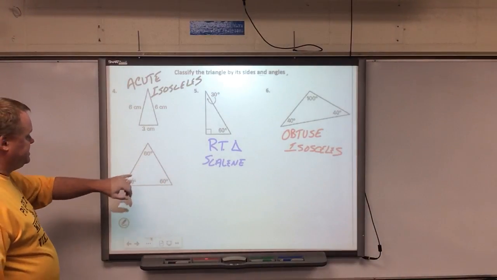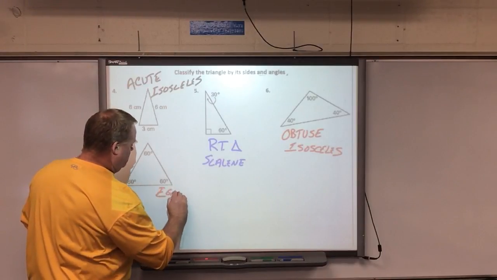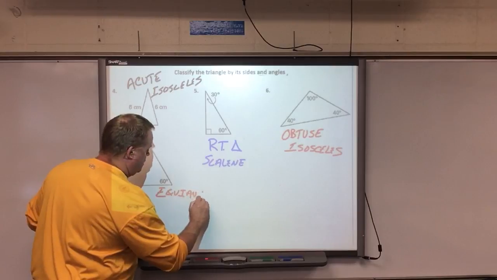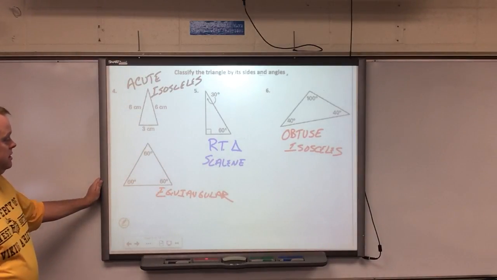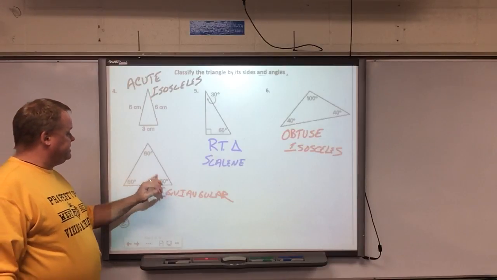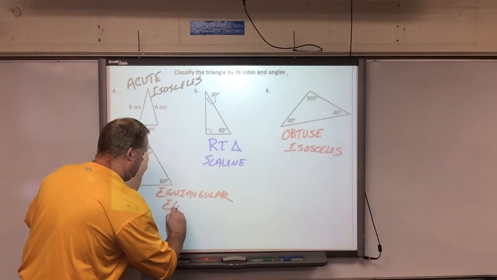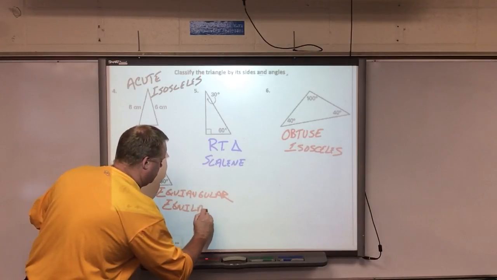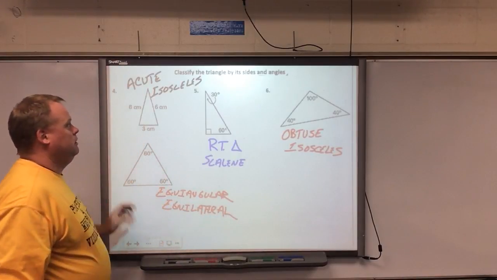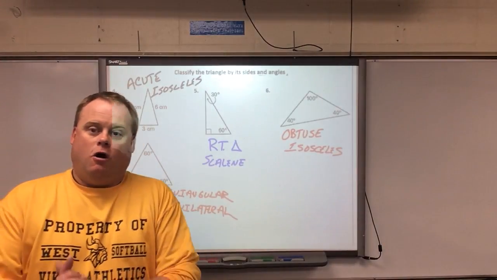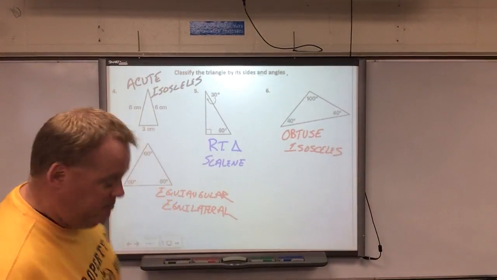I look at this. I got a 60, a 60, and a 60. Well, I know this is equal angular because all of the angles match. But I also know that since it's 60, 60, and 60, all the sides are going to match. So this is also going to be equilateral. All right. Hopefully you're catching on. You'll be able to get some more practice here. Okay? Let's keep moving.